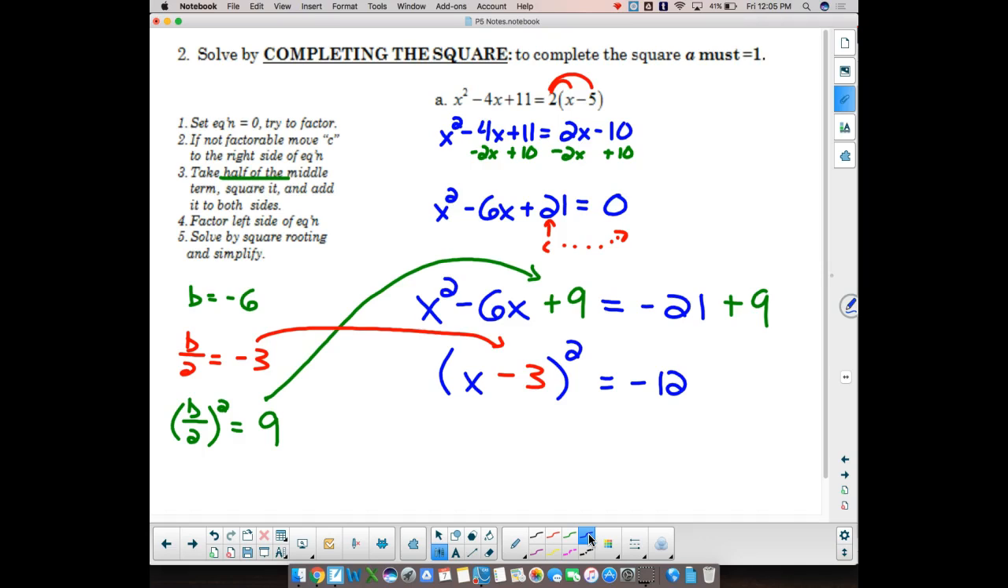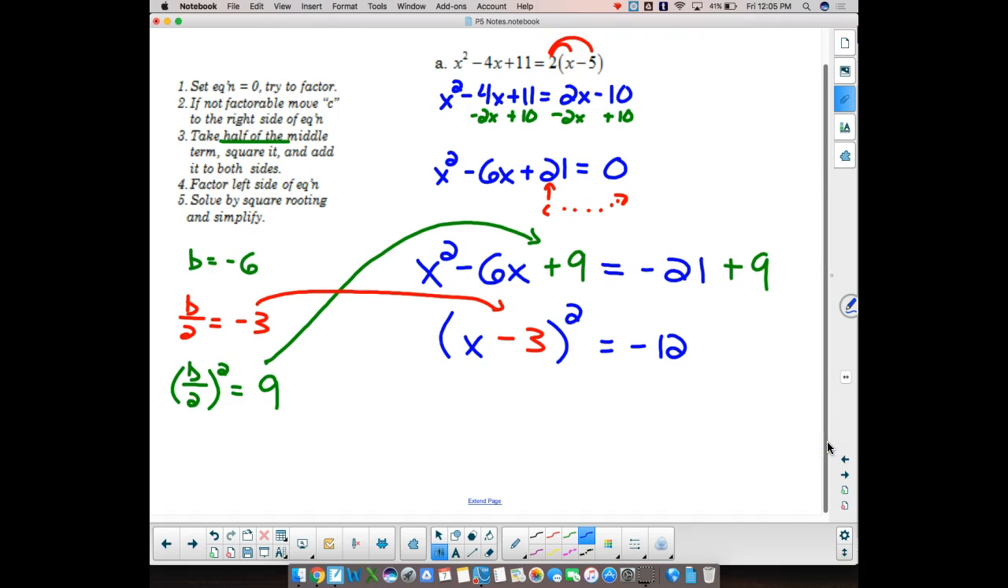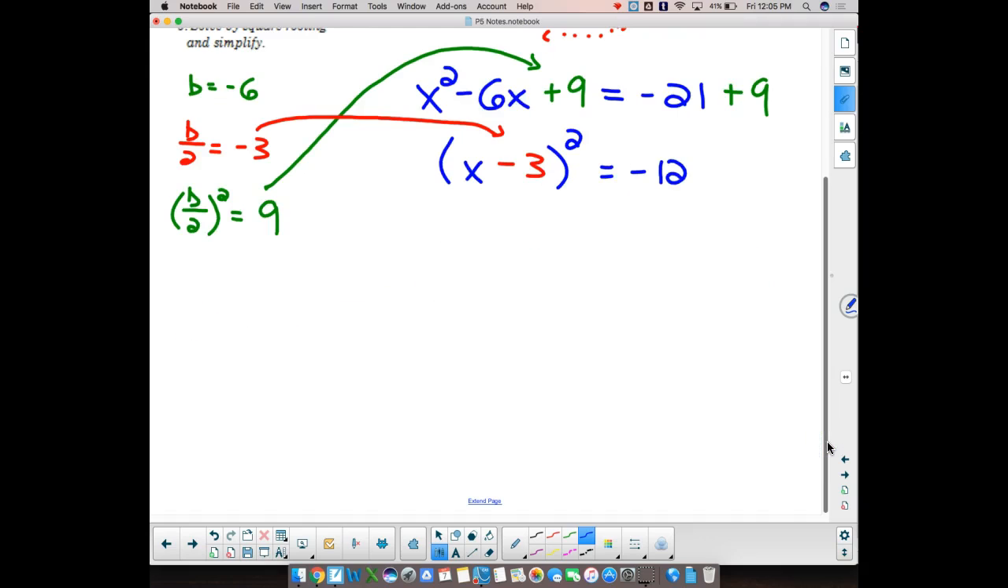Now, to finish this off, because we're solving, we need to take the square root on both sides. We'll do that in the purple. Square root of the left side. Square root of x minus 3 quantity squared. Just x minus 3.